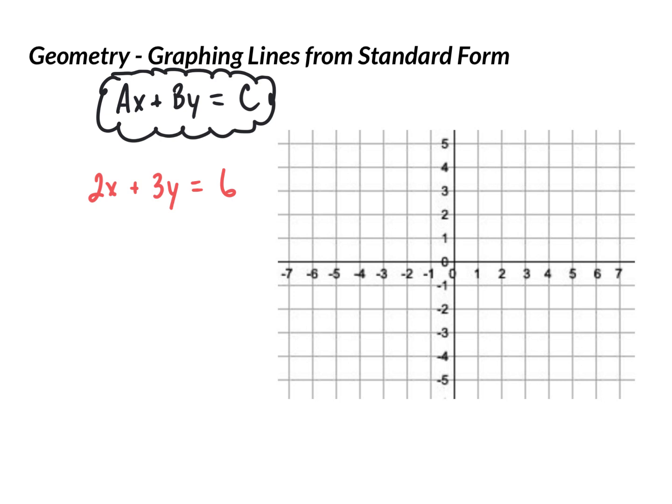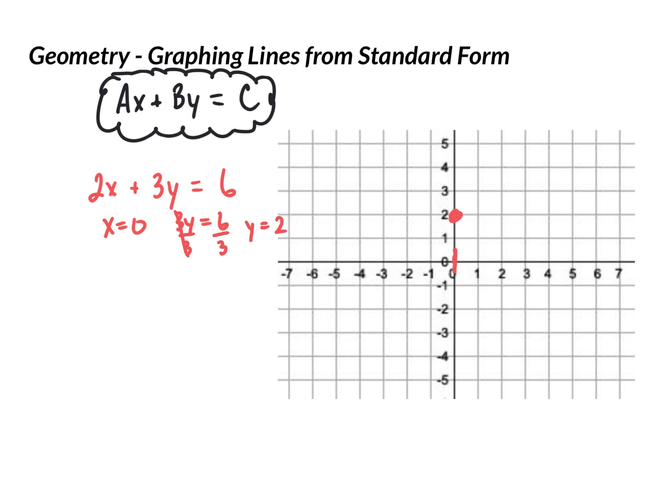So let's use these things. Let's say that x is 0. Now again, if x is 0, that means that we're on the vertical axis. So then 3y equals 6, because if x were 0, 2 times 0 is 0. So all that would be left is 3y equals 6. Well, just using our algebra, we could divide both sides by 3 and say, okay, then y is equal to 2. So when x is 0, y is 2.